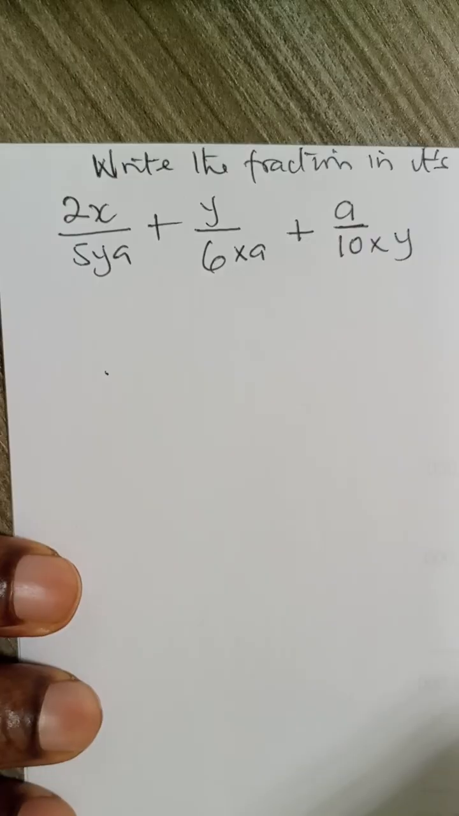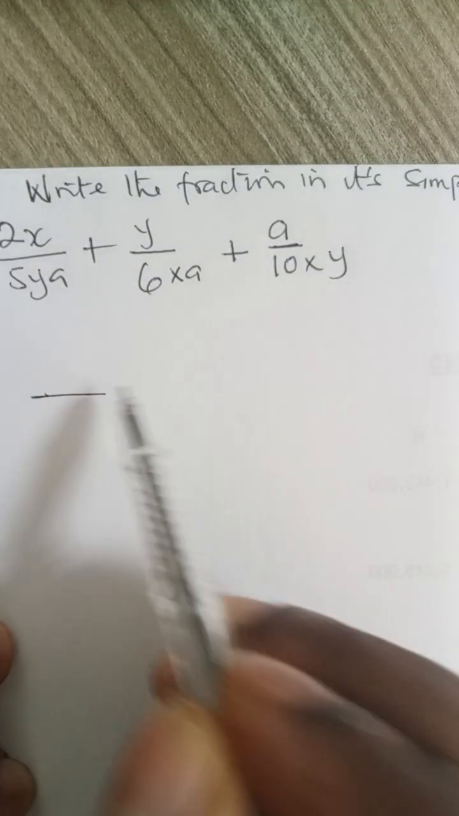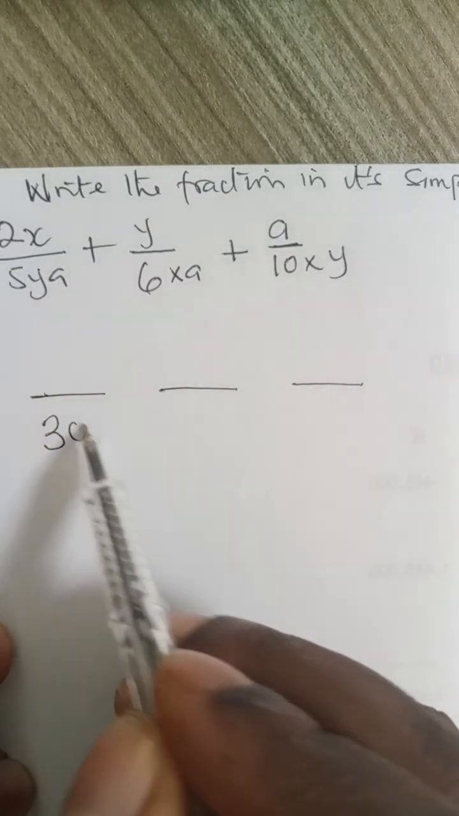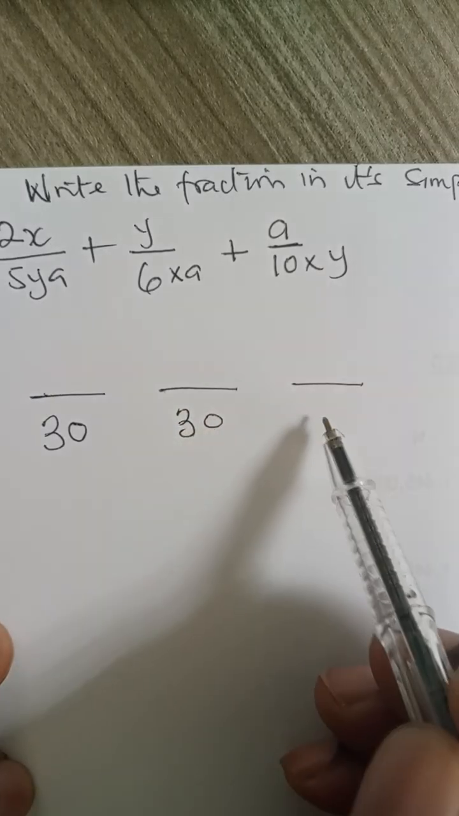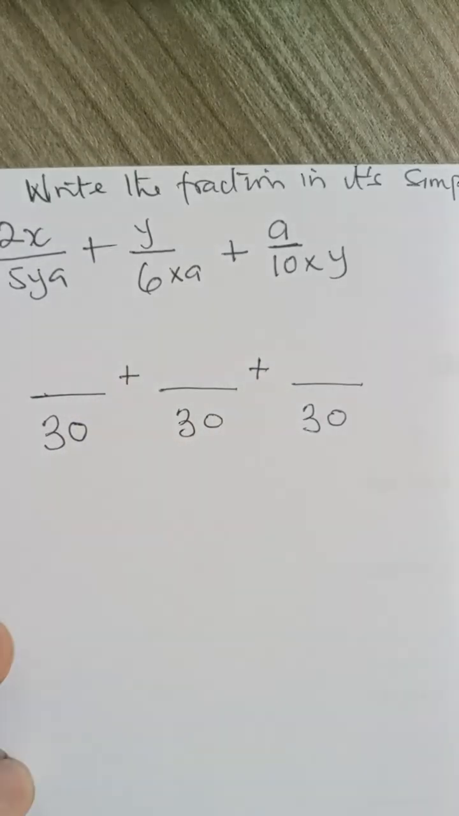20 can be divided by 5 and by 10 as well, but cannot be divided by 6, so 20 is out of it. 30 can be divided by 5, divided by 6, and divided by 10. So 30 presents the right option for us to use here. It's a very good option. The first thing we do is to write down 30 under each case. Don't forget we have a sign here.